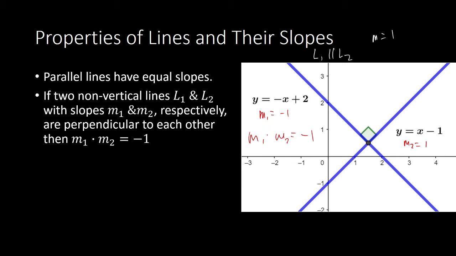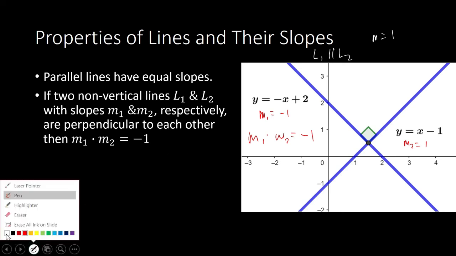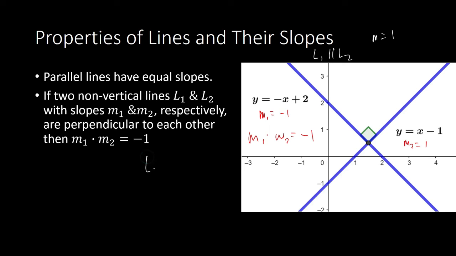And so that is going to be the property of perpendicular lines. For non-vertical perpendicular lines, if you get the product of their slopes, it's equal to negative 1. And again, for your added education in math, let's say L sub 1 is perpendicular to L sub 2. This is our symbol for being perpendicular. L sub 1 is perpendicular to L sub 2.